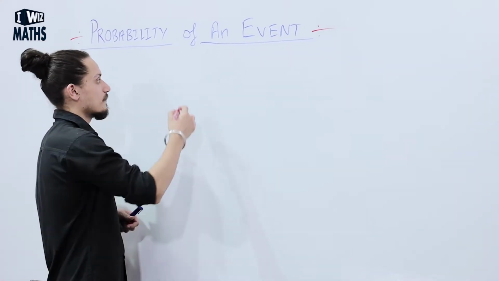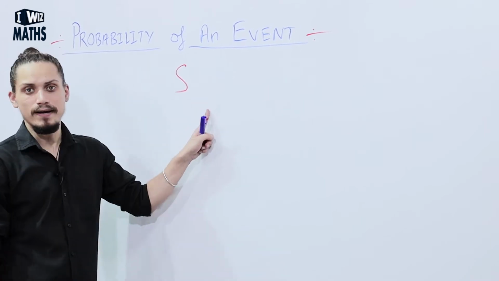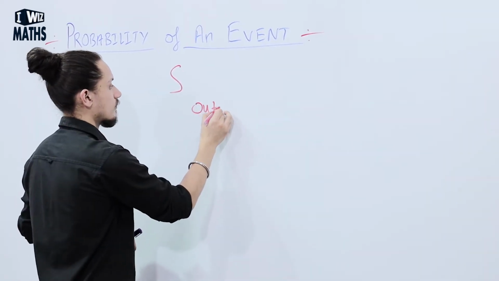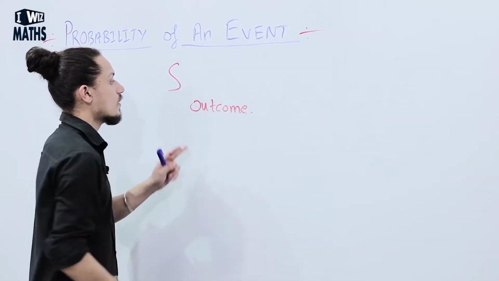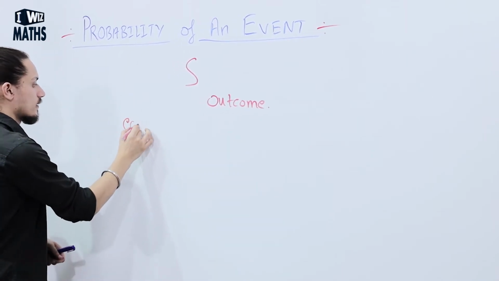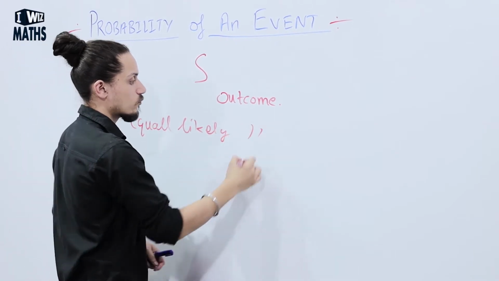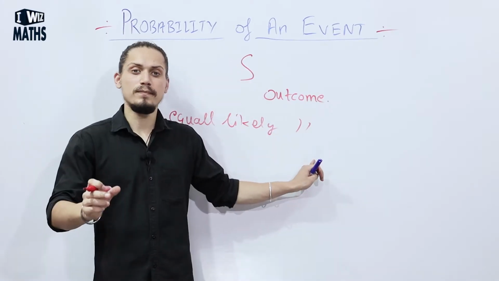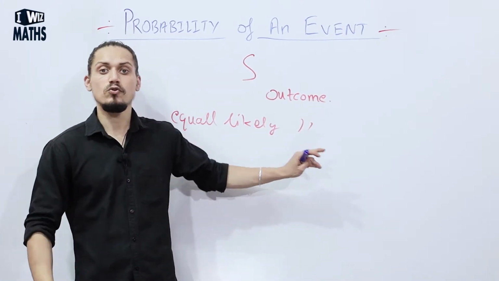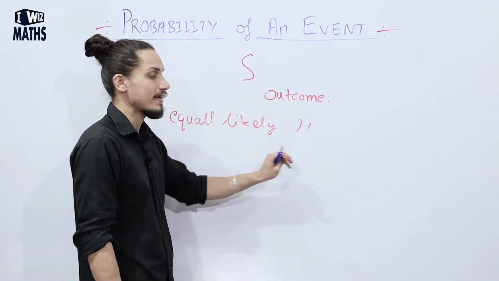Now we know in a sample space S, every element is called an outcome. So equally likely outcome means if each outcome has an equal probability, those outcomes are called equally likely outcomes.